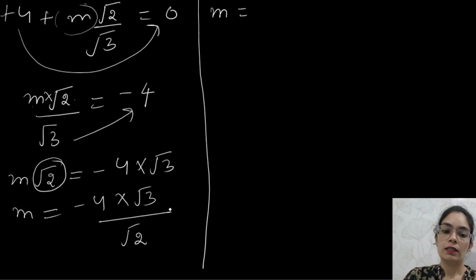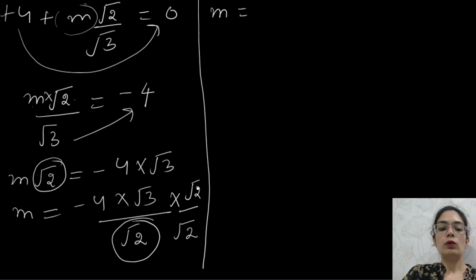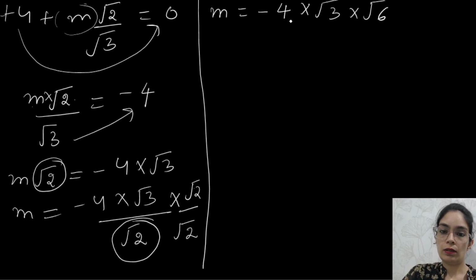Anytime when you have an irrational number down in the denominator, what you can do is rationalize. What is the meaning of rationalizing? That means with the same number, with the root 2, you will multiply the numerator and also the denominator. So basically what we will get here is negative 4 into root 3 into root 2, over root 2 into root 2, which is 2.